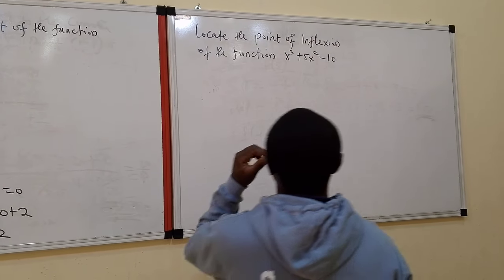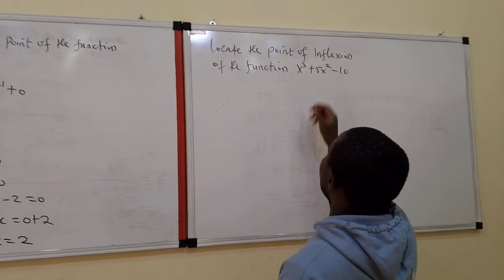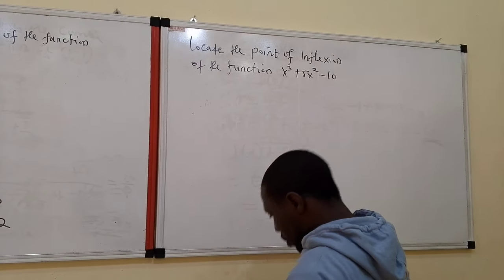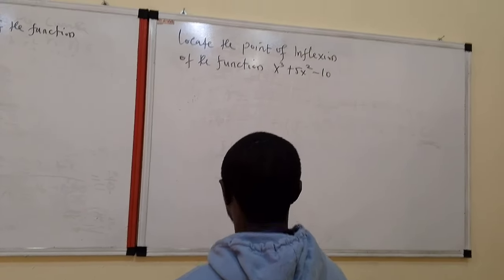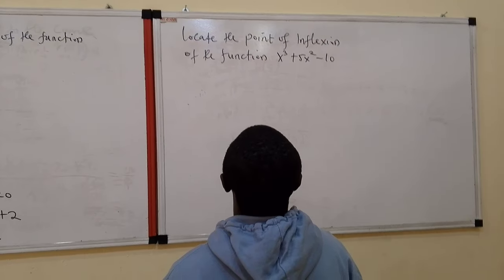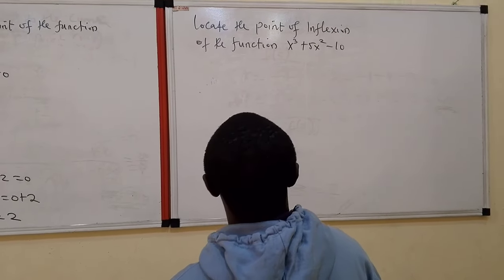We have this function. Locate the point of inflection of the function x raised to 3 plus 5x squared minus 10. What do we do here? Very simple. This is what we are going to do. Locate the point of inflection of the function x raised to 3 plus 5x squared minus 10.